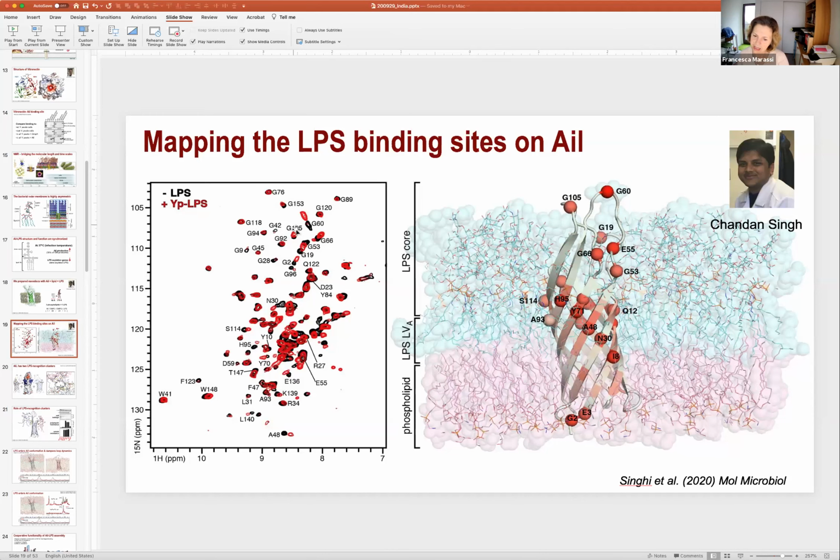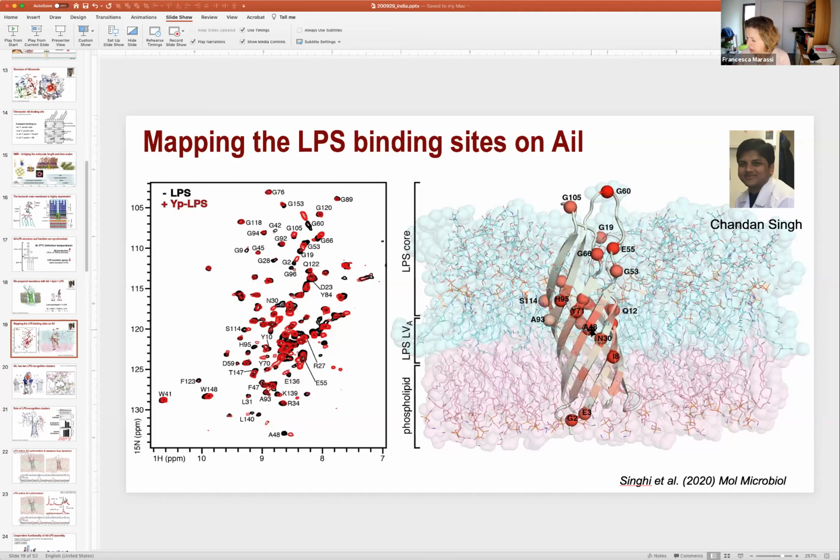What's very nice is that by comparing these two spectra, Chandan could identify specific chemical shift perturbations that we could then map onto the protein. And so the map of the perturbations is shown here. It's mapped onto the structure on the right. And you can see that the highest perturbations, shown in red and highlighted as spheres, really map to, first of all, the extracellular loops as expected, but also these specific regions on the sides of the beta barrels. And interestingly, also to some extent to the inner leaflet, to the intracellular regions of the protein.